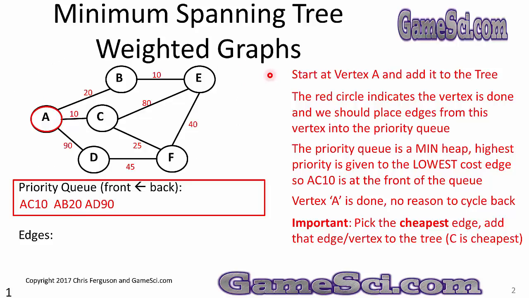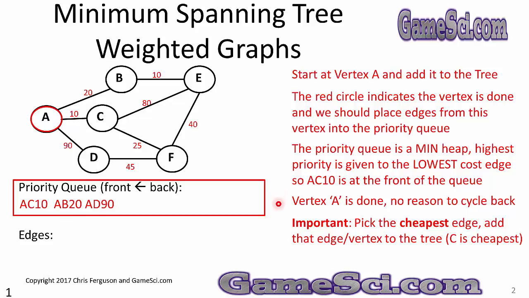Start at vertex A and add it to the tree. The red circle around A indicates the vertex is done and we should place edges from this vertex into the priority queue. The priority queue is a min heap. Highest priority is given to the lowest cost edge, so AC10 is at the front of the queue. Vertex A is now done.